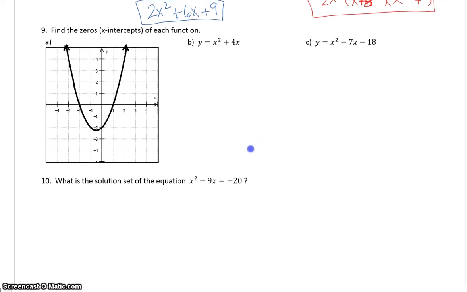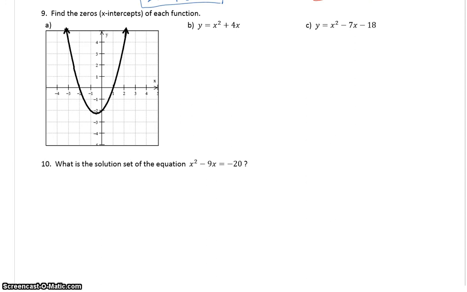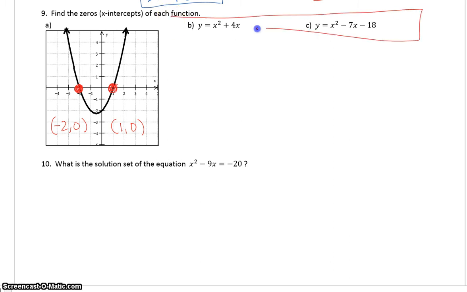Okay. Number 9, find the zeros or the x-intercepts of each function. Looking at graph A, you can find the zeros or the x-intercepts very easily just by looking at the picture. So you would have negative 2, 0, and 1, 0. And for B and C, you are going to factor and solve. Okay? But in order to do that, make sure that you put 0 in for y and factor and solve those. I'm going to have you try those for tomorrow. That's what you're going to be responsible for.